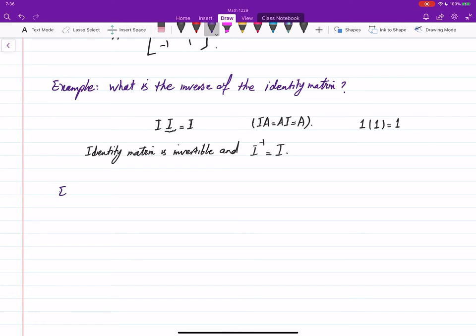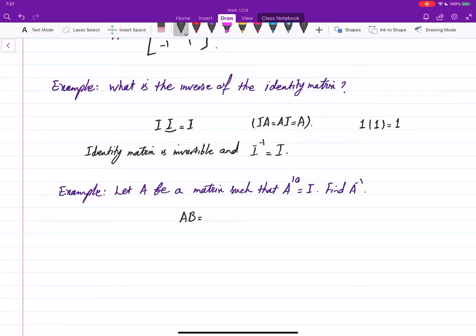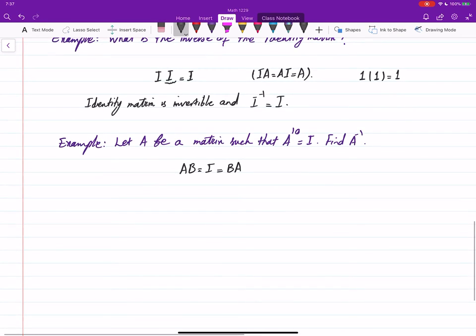Or for example, another example, just trying to make sure that the notion of invertibility is in the right place: let A be a square matrix such that A to the power 10 is identity. Then find A inverse. So finding A inverse means what? Find the matrix B such that when we multiply from left or from right to A, we get identity back. What is the information we are given here? A to the power 10 is identity.